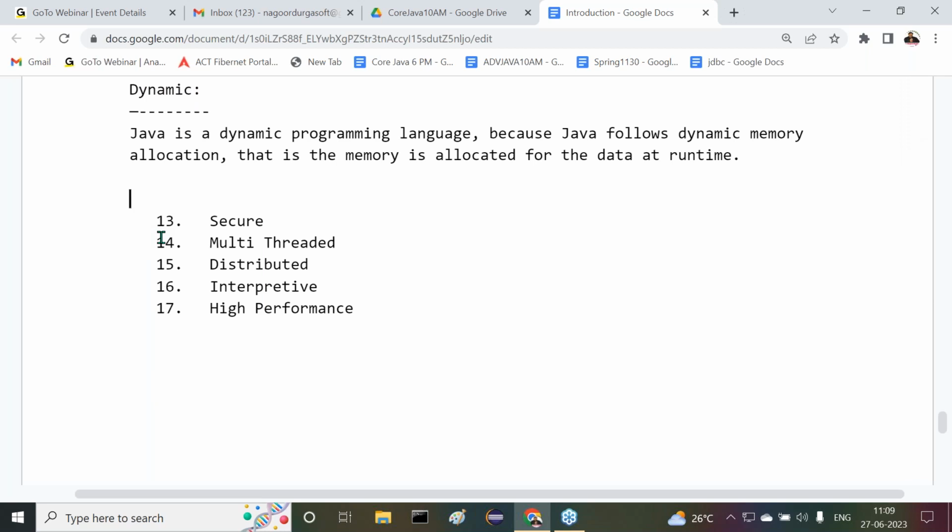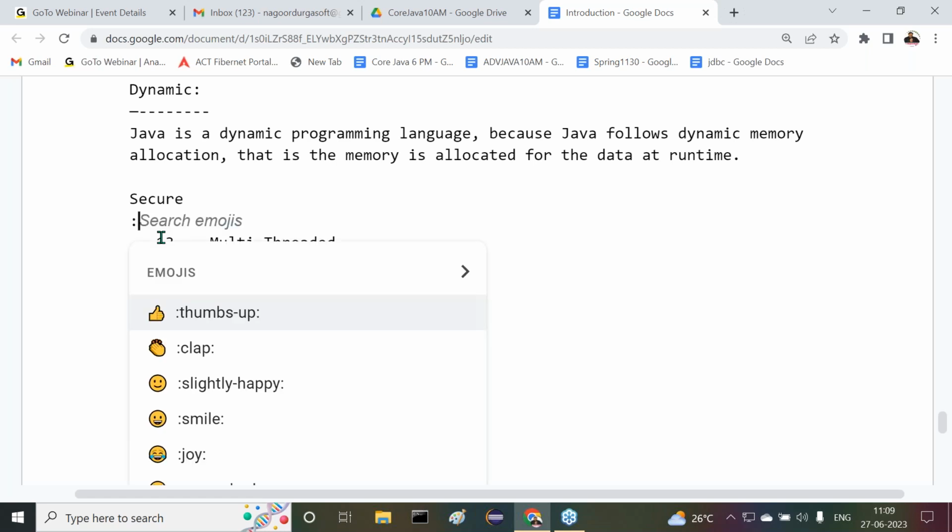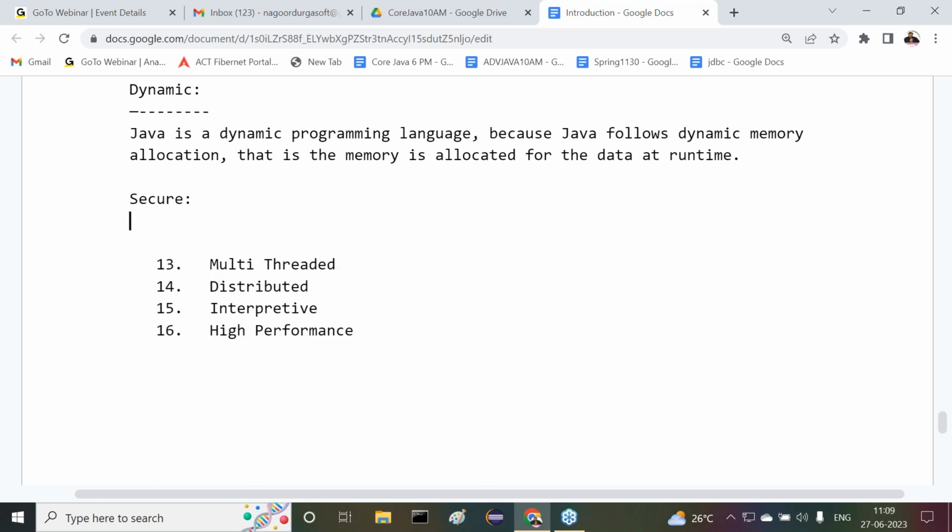Leave this one, not more than this. That point is sufficient, no? Right, sir. Now let's move on to this content. All of you observe carefully. The next one is the secure programming language.